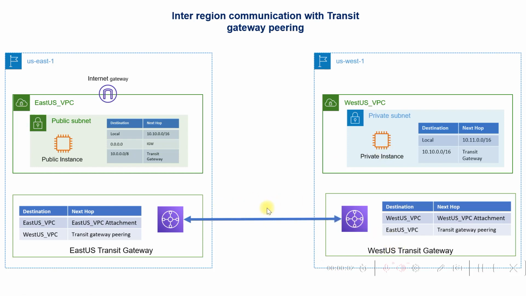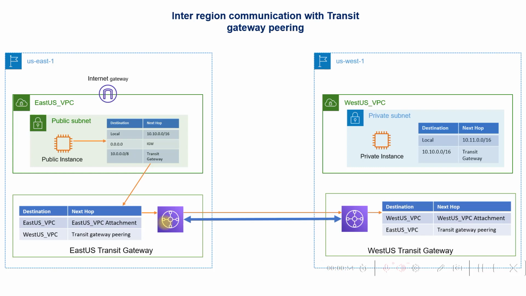Now let's see the flow. Once we initiate a ping from the public instance to the private instance, first it will hit the local routing table. There it will check the route for the private subnet. So this is the private subnet range and this is the local subnet range. We'll reach the transit gateway routing table. It will check the range and this is related to West US. So it will check the route towards the transit gateway peering. It will pass through the transit gateway peering.